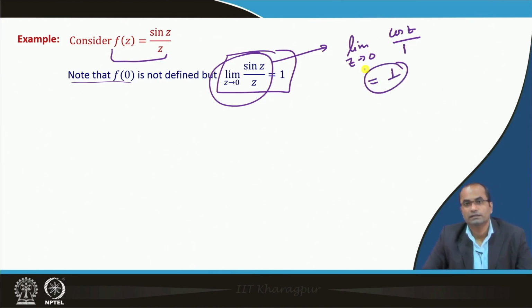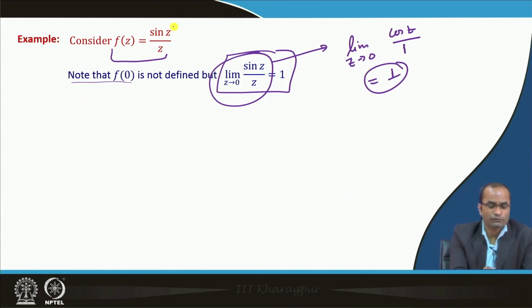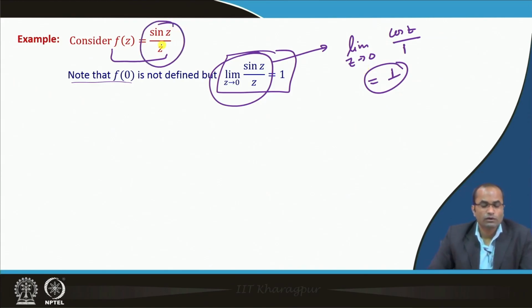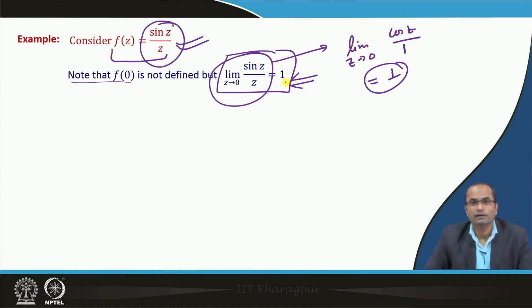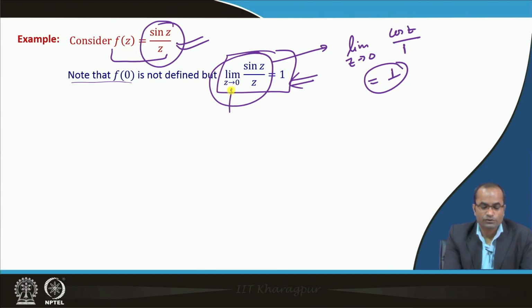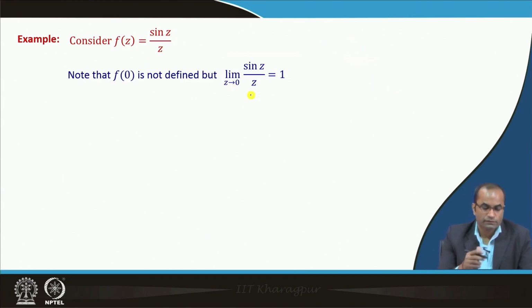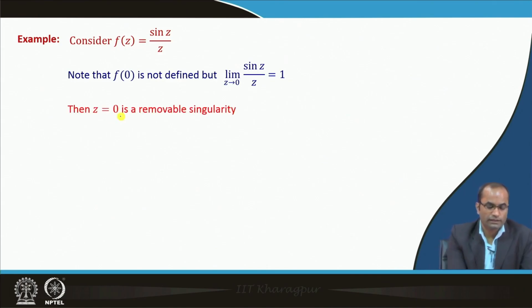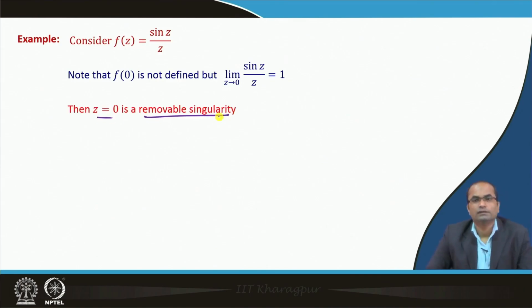So, this limit exists, and that was the only critical point at z equal to 0, but here we see that at the singular point, this limit exists as z approaches z naught for this function sin z over z, and therefore, we call that this is a removable singularity as per the description before.